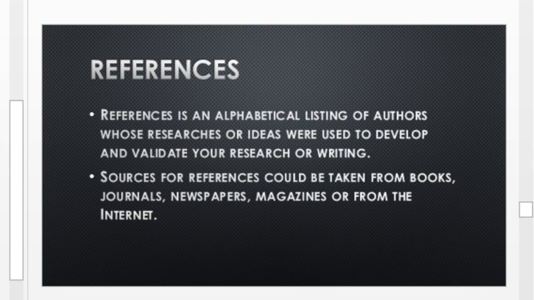And references also play an important role in a report because in certain types of report, let's say you are doing a final year project in the form of thesis or project paper, references are very important because these references show that you have been sourcing for information from books, journals, newspapers, magazines, or other forms of information, either internet or printed. So references have to be in an alphabetical listing of authors whose research or ideas were used to develop and validate your research or writing. Means to say it has to follow the alphabetical order.